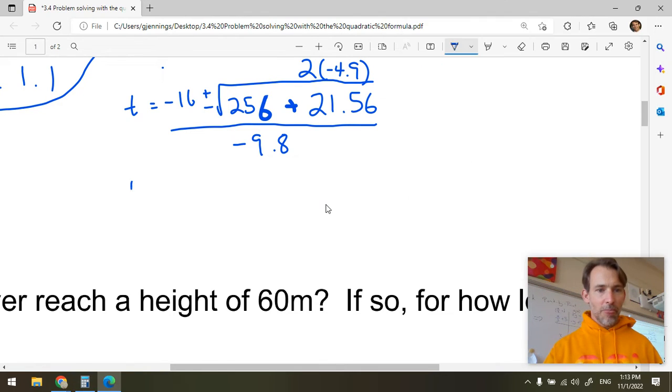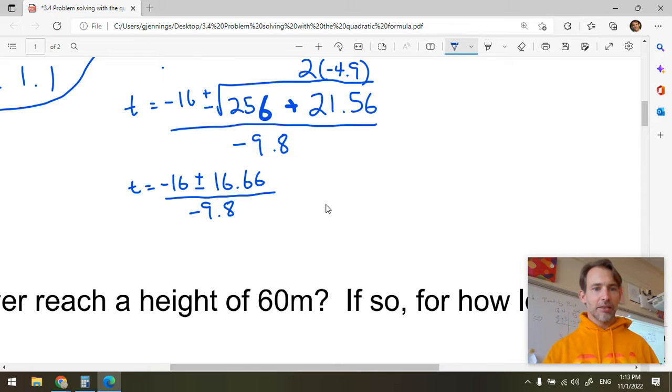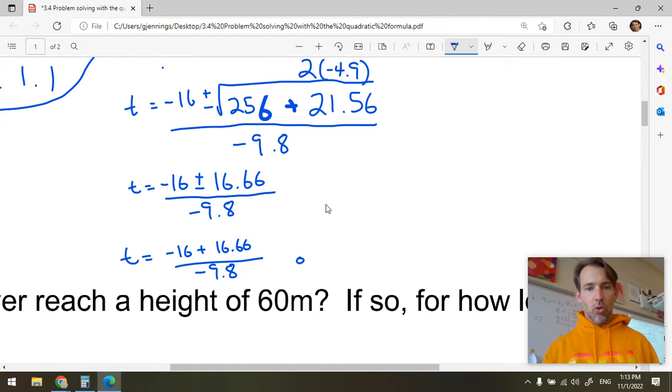So we have time is equal to negative 16 plus or minus 16.66 divided by negative 9.8. At this point, we can divide this up into two different things and do the plus and the minus. So t will be equal to negative 16 plus 16.66 over negative 9.8, or t will be equal to negative 16 minus 16.66 over negative 9.8.